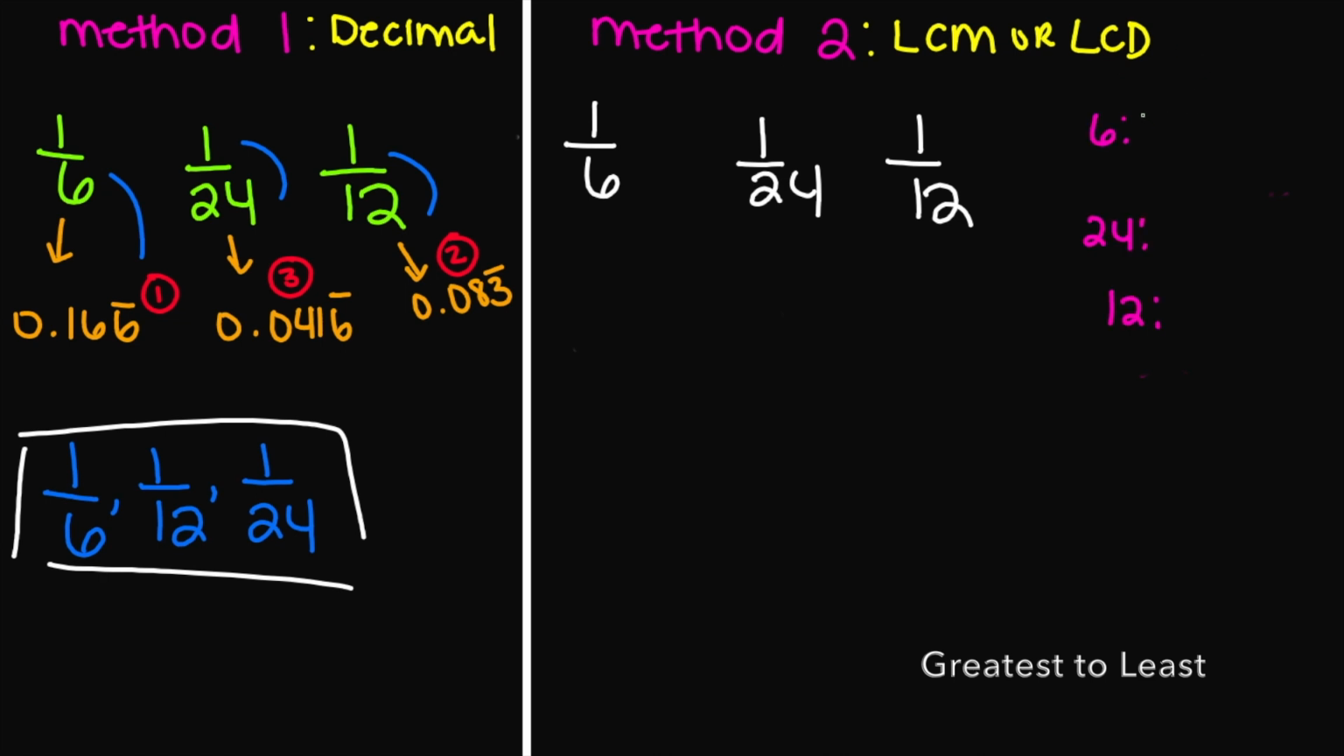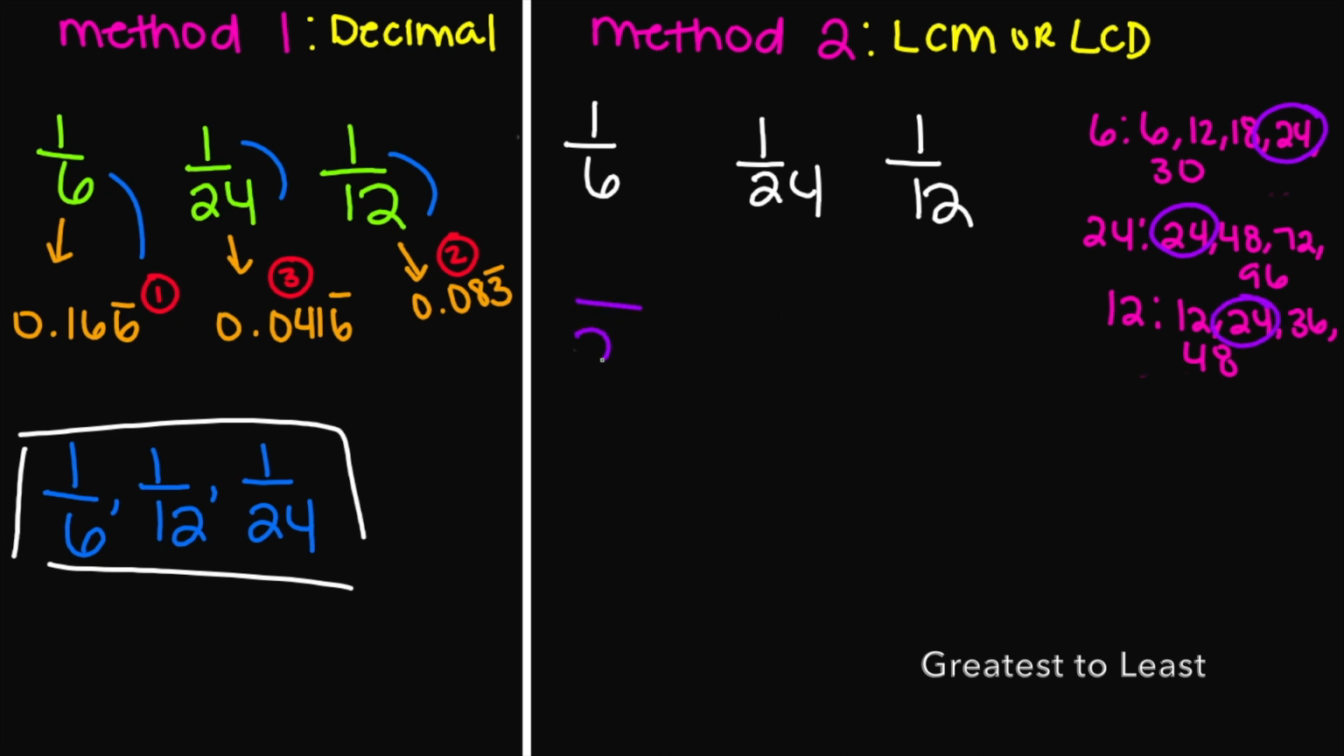So for my 6, we have 6, 12, 18, 24, 30, and I'll stop here for now. For my 24, we have 24, 48, 72, and 96. And then for my 12, we have 12, 24, 36, 48. So the common denominator that we have between these here is going to be the number 24. So 24 here, and here.